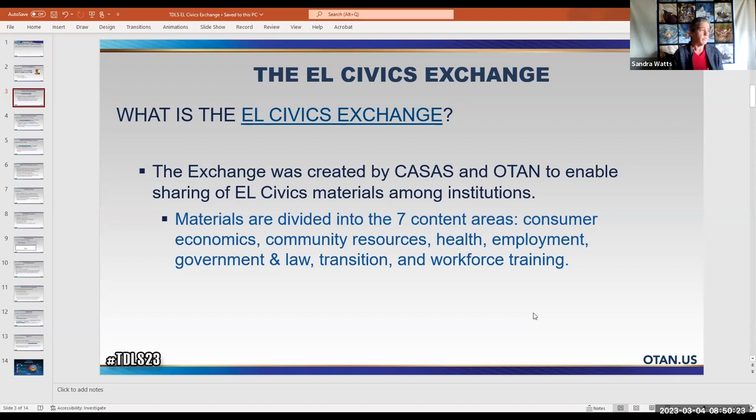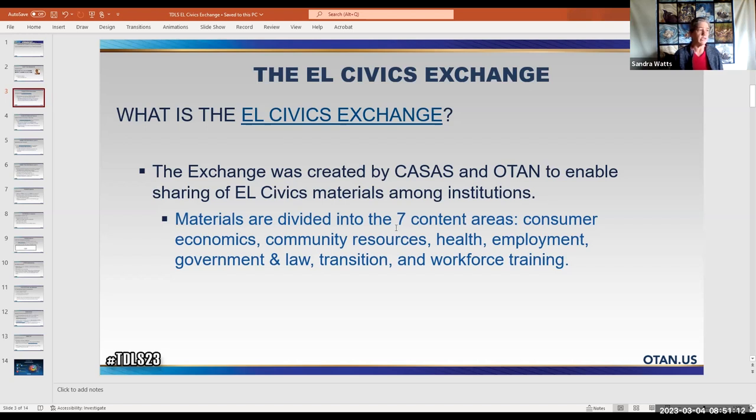All right. So I thought I'd start with the basics. What the heck is the EL Civics Exchange, right? The exchange was created by CASAS and OTAN to enable sharing of materials among institutions. There are so many co-ops. There's a lot of work that goes into this curriculum and making sure that our students learn these skills, and we're all doing it separately. It's like, why reinvent the wheel? Isn't having more brains better? So they created this central area where we can all put materials, get those materials, use them, adapt them, obviously with attribution, because we do want to credit the people who made them. We'll talk about that a little bit later. So this was the idea.